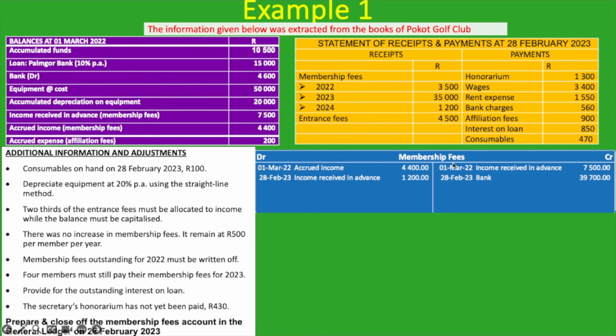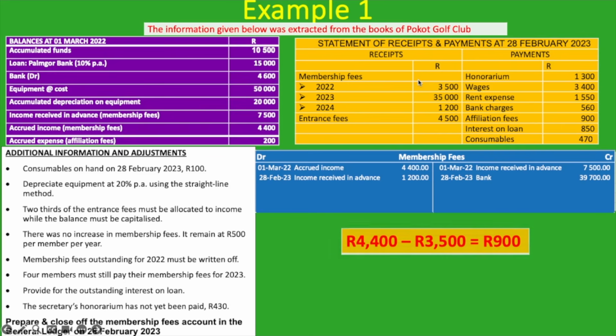Now that we have dealt with the 2024 amounts, the 2023 amount of 35,000 Rand is fine. But what about this 3,500 Rand for 2022? We were not supposed to receive 4,400? If you ask that question, that would be correct. We're supposed to receive 4,400 Rand, and so we are still owed. What is the difference? 4,400 minus 3,500 gives us 900 Rand.